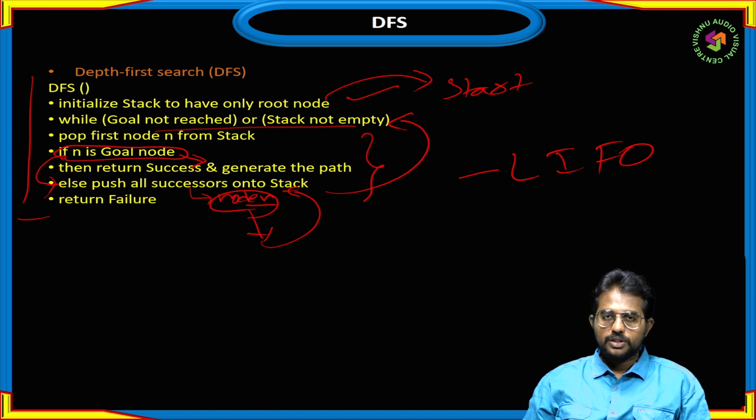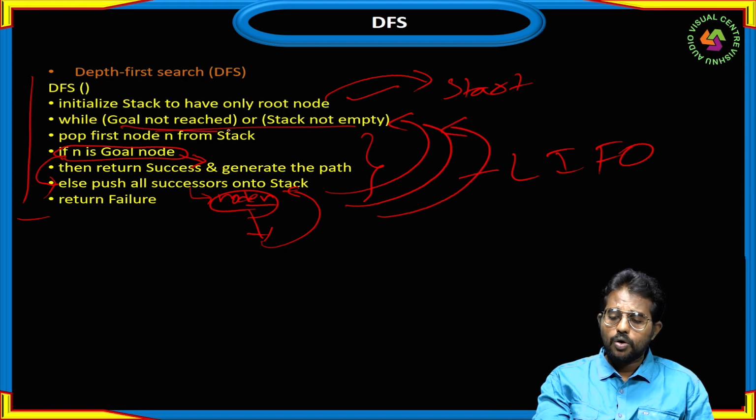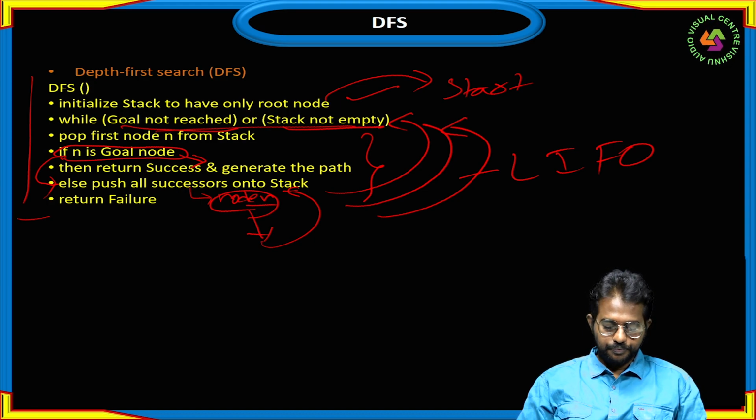Again, if it is not true, next I will pick some other node from the stack and store that node in the node n. After that, again I will check whether n is a goal node. This process will continue until either the goal node is reached or the stack is empty. So this is the algorithm for depth first search, and using this algorithm we are going to search for the goal node in search problems.